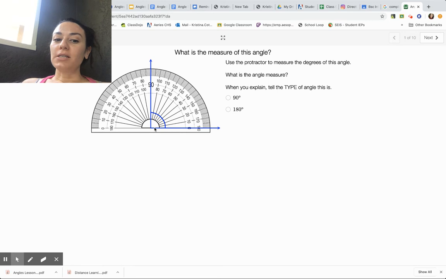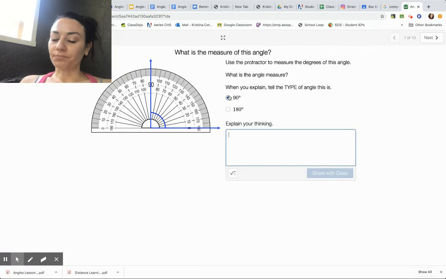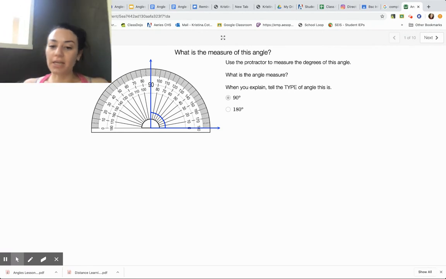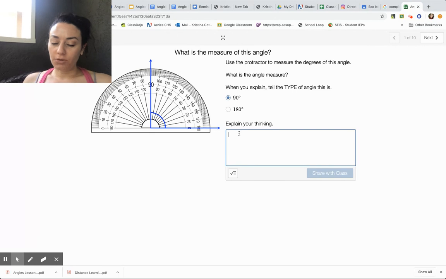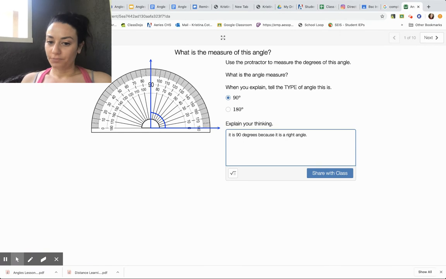You can see that one of the arms is on 0. That's not measuring the degrees. The degrees actually is right here. How many degrees is this? It's 90. So if we explain this, it's 90 degrees because it is a right angle. Okay, a right angle. They're the same thing.